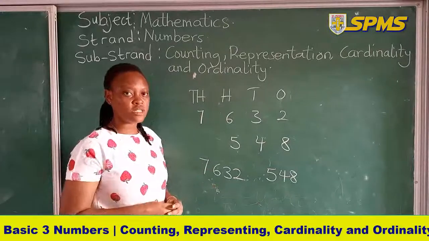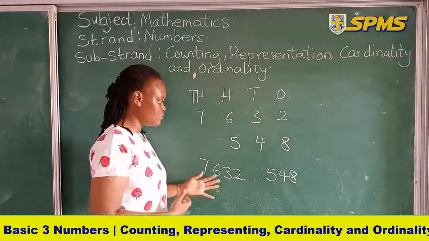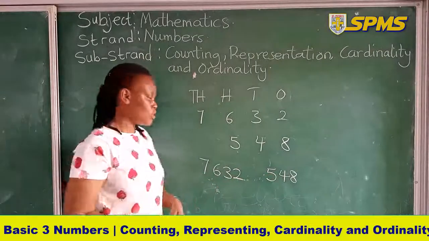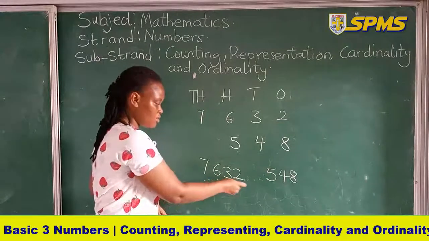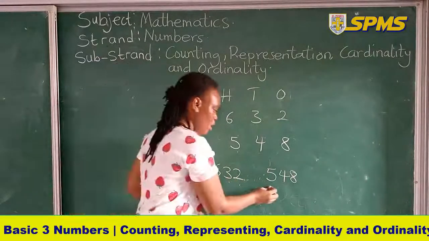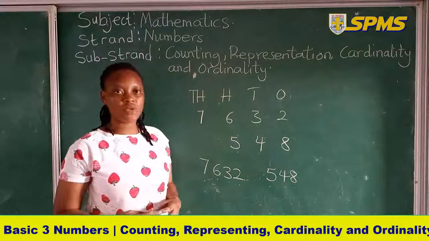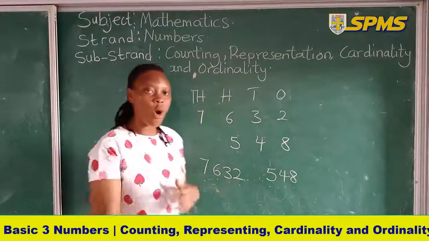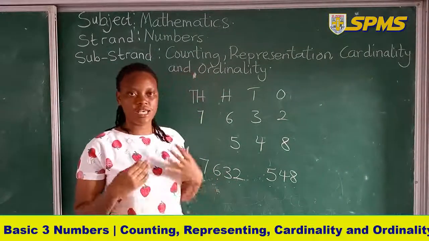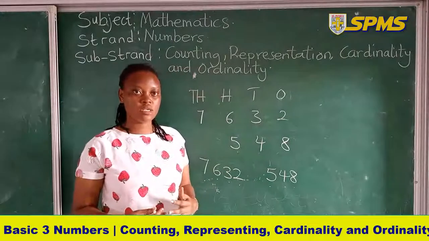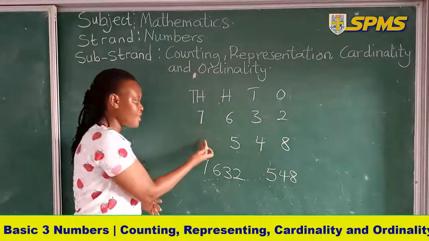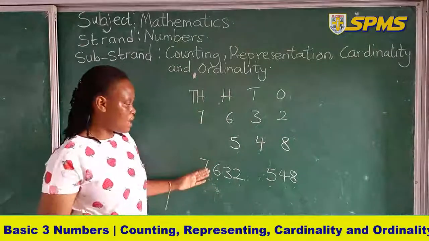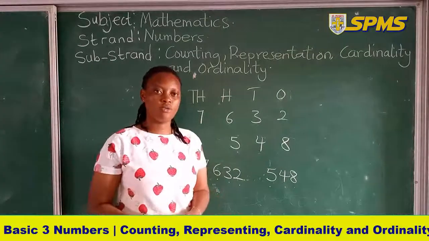First of all, we said that you can compare using the number of digits you can see. So this is made up of 1, 2, 3, 4. And then this is 1, 2, 3. So definitely we can say that 7,632 is more than 548, because we have 7 here and then there is no number here. So the first number becomes more.